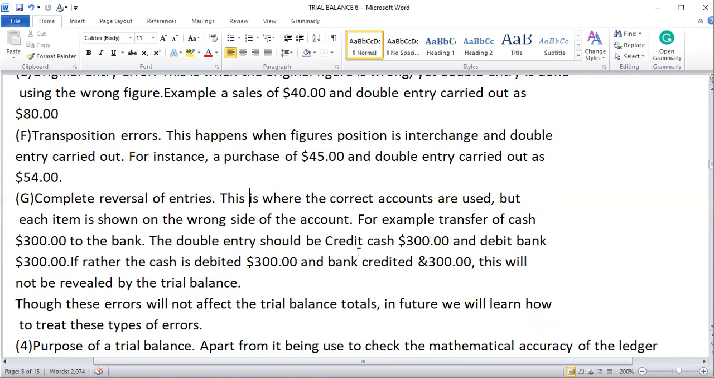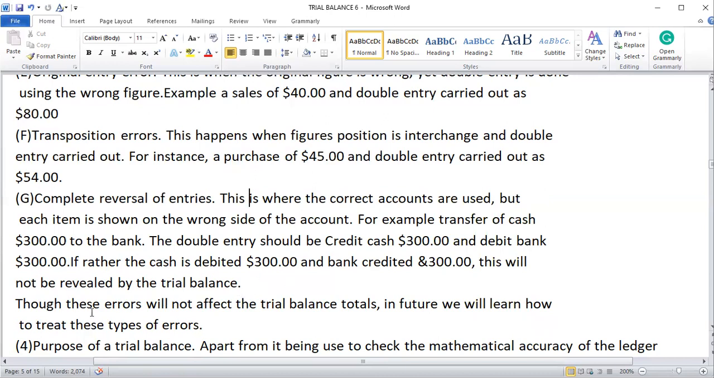So for example, transfer of cash $300 to the bank. The correct procedure is what? The cash account should be credited with what? $300, and the bank account should be debited with $300. But if you do the opposite, that the cash account is debited with $300 and the bank account credited with $300, it will definitely not be shown. Although you've made a mistake, it will still balance.